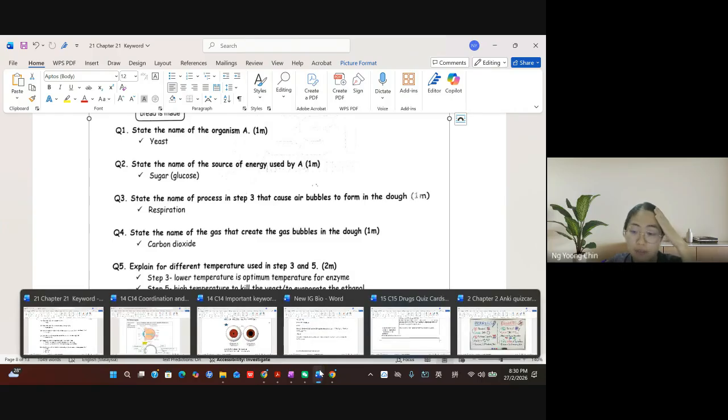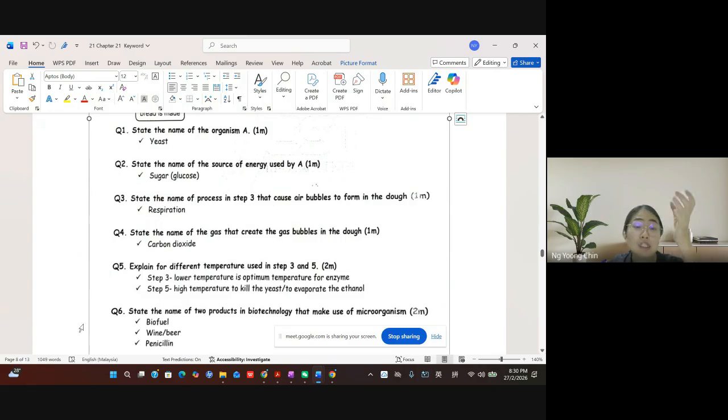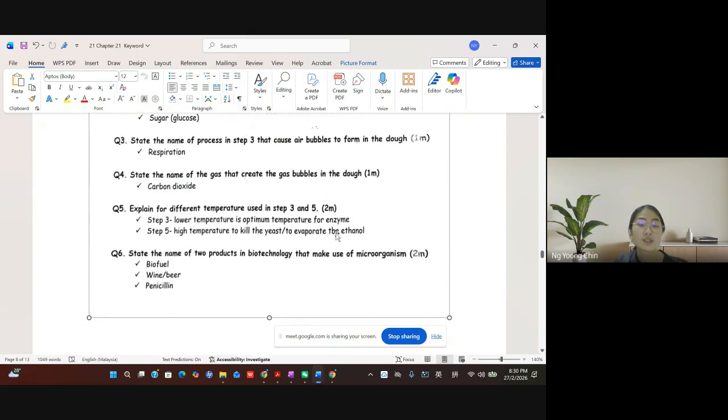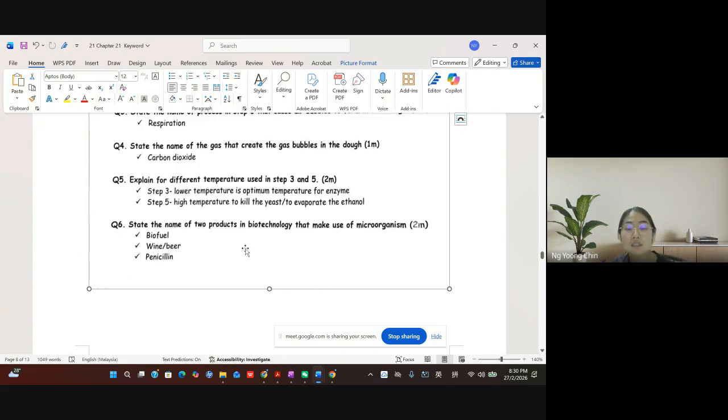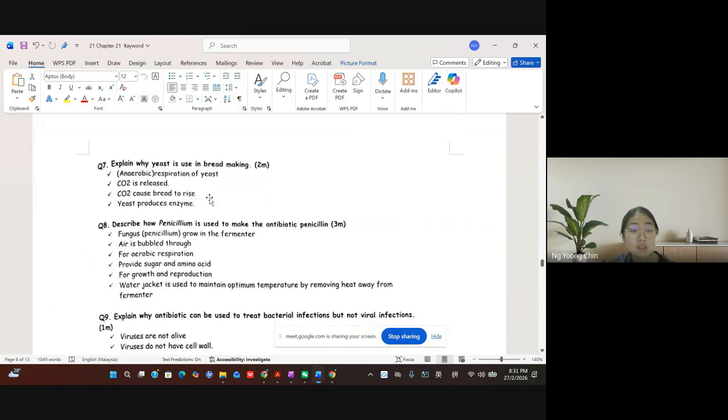For another question, which is this part, they will ask about the application. For example, what is the application of yeast fermentation in bread? They will be able to produce a gas. The carbon dioxide gas is produced in the yeast fermentation to make a big dough. And then this is what kind of products they can make use of microorganisms. So you can use biofuel or penicillin or beers, up to you.